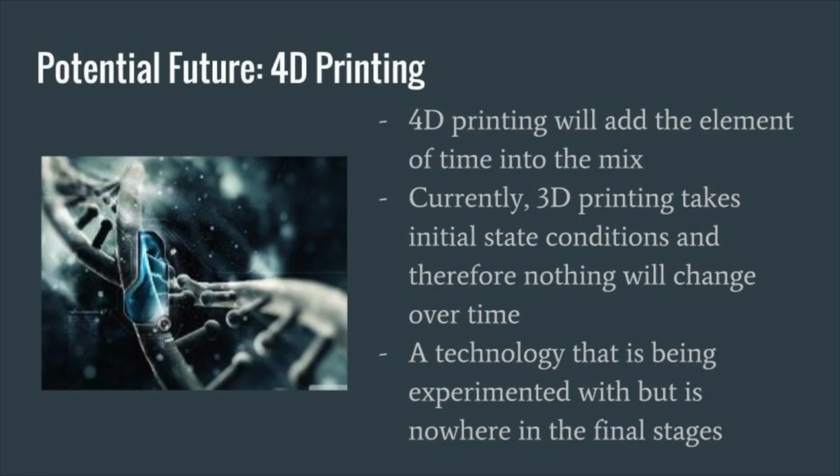One direction of bioprinting is 4D printing. 4D printing adds the element of time into the mix. Currently, 3D printing takes initial state conditions and therefore nothing will change over time. 4D printing will add time and allow the state conditions to change. It is a technology that is being experimented with but is nowhere near the final stages.